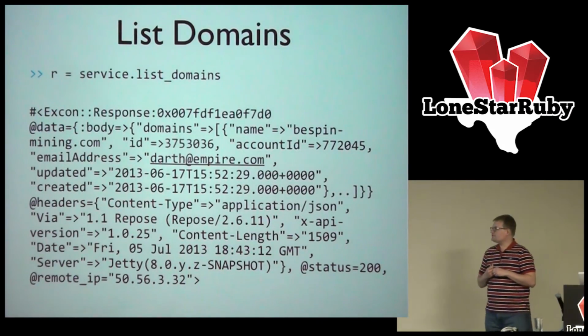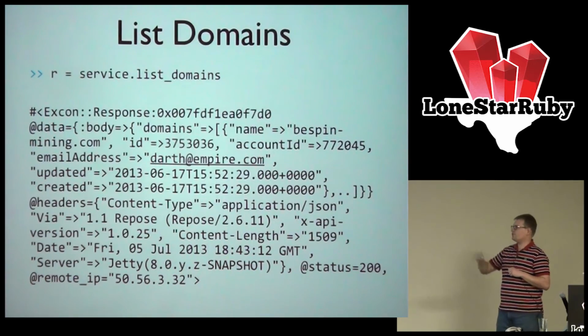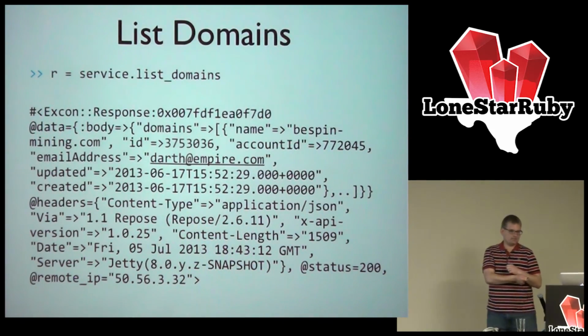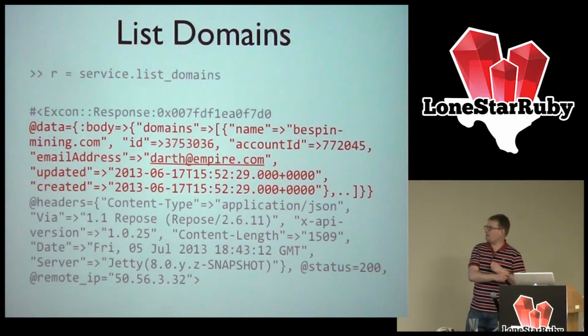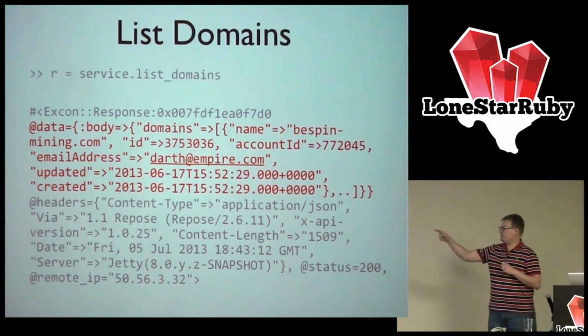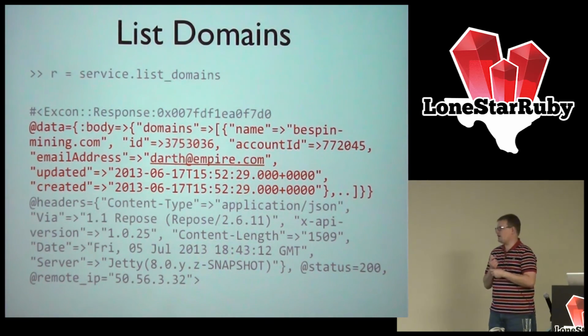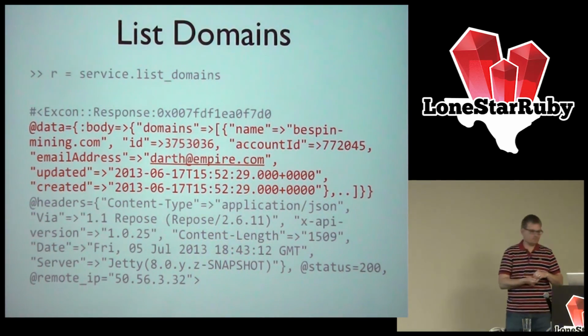So when I do service.listDomains, it's going to return an XCON response. XCON is the underlying HTTP library that's used by Fog, and this object has some interesting data on it that I wanted to point out. You can see that we have our data, and that response from the server has automatically been translated from JSON into Ruby objects by XCON.